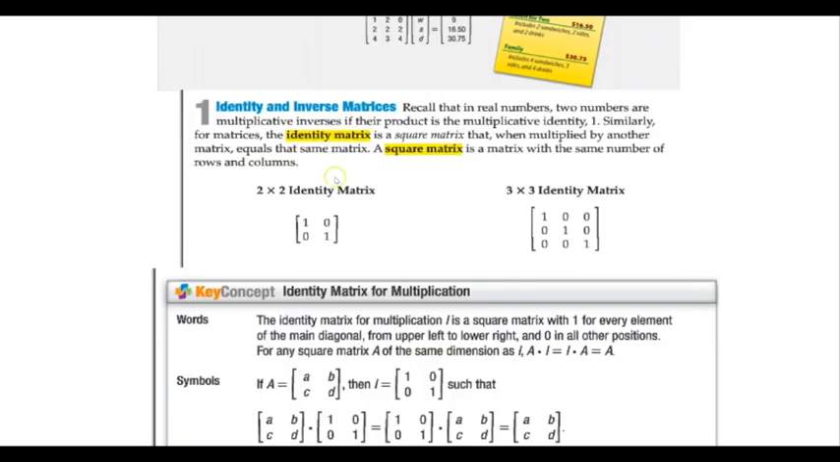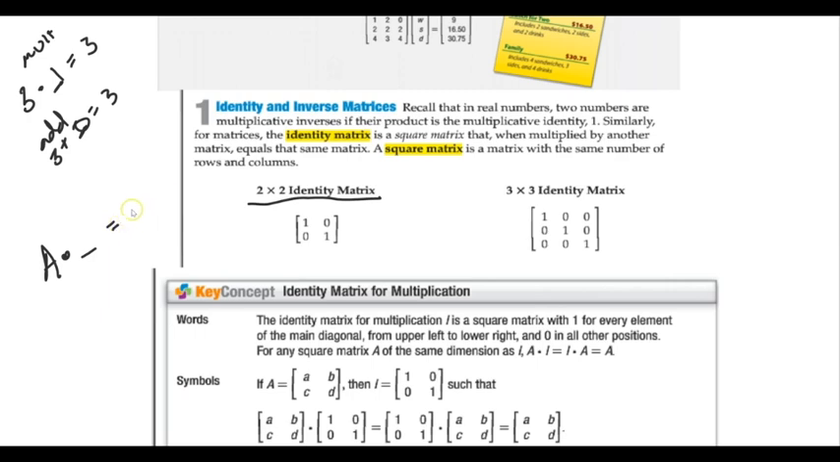Now, if you remember what identity means, it's a number where, in multiplication, you multiply by it and you get the same number back. In regular multiplication, it's 1. In addition, when I add something and get the same number back, it's 0. In matrices, when we're talking about the identity matrix, we mean you multiply a matrix by it, and you get the same matrix.